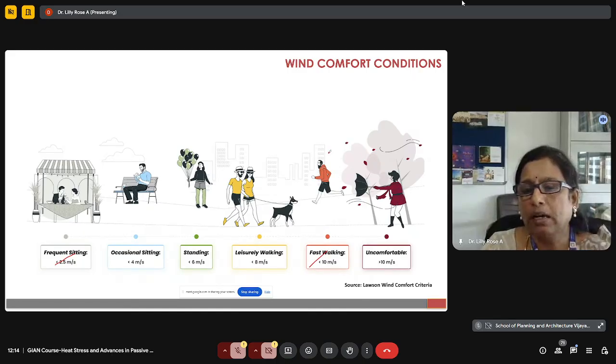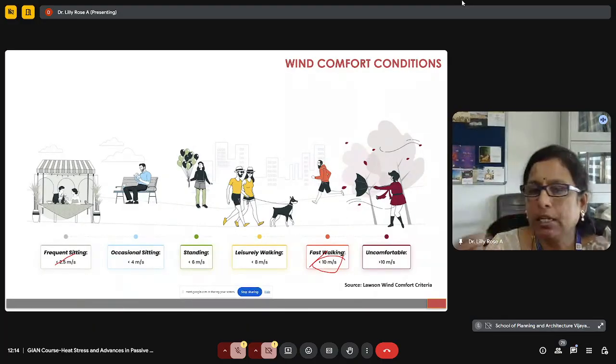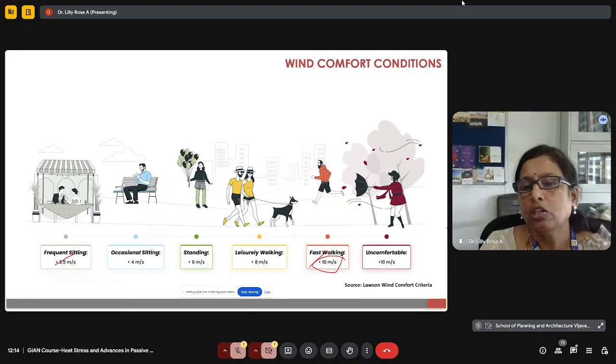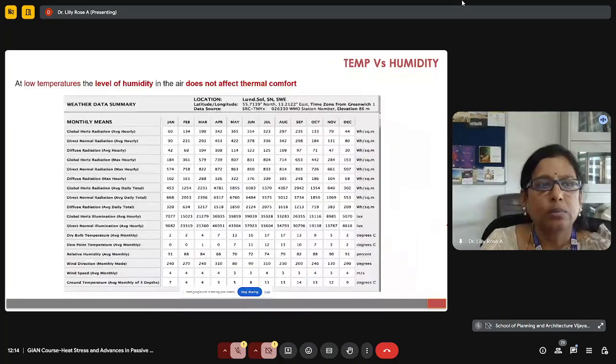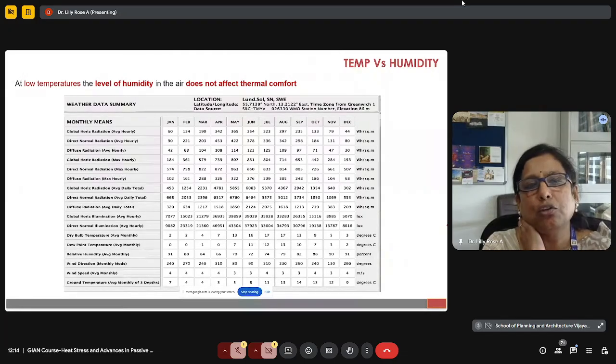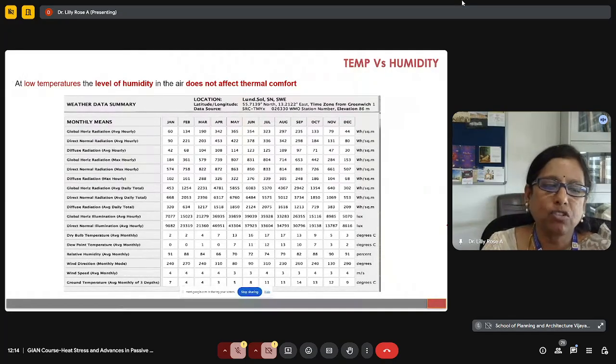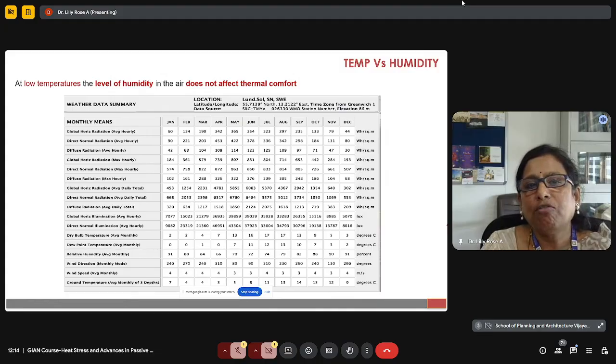So when you're performing fast walking or jogging, you can even withstand a wind speed of about 8 to 9 meters per second. But if you're just relaxing, just sitting, then you can withstand up to about 2.5 meters per second. So this is the kind of variation in wind speed that we perceive in the outdoors. To give a brief again, depending on the latitude, dry bulb temperature, relative humidity and wind speed, our comfort perception or sensation differs.